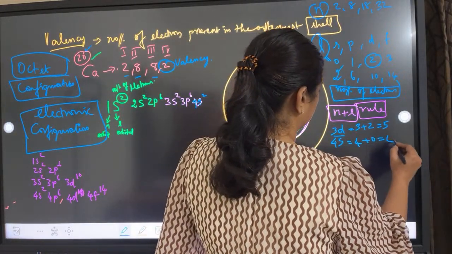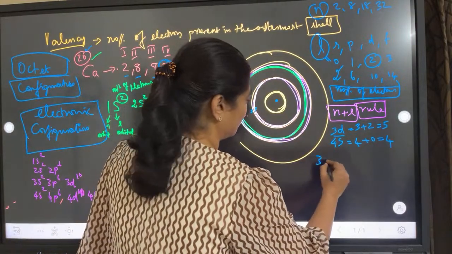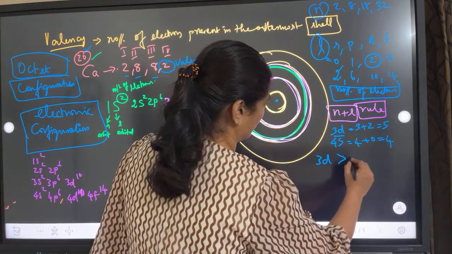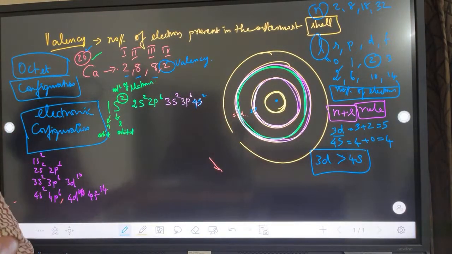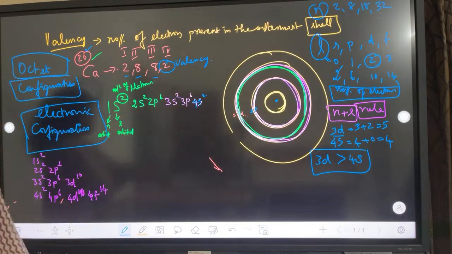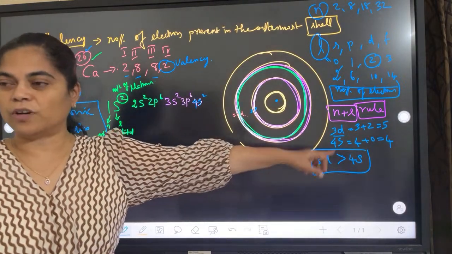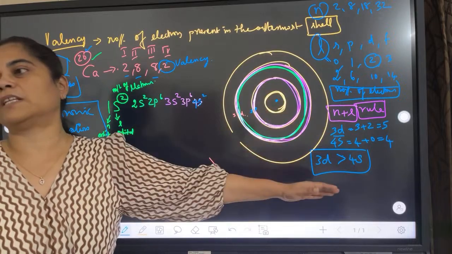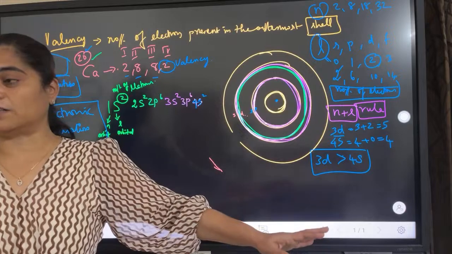So which one is greater? 3d is greater than 4s. Which one is filled first? The lower level is filled first. So 4s comes first and then 3d. Due to this n plus l rule, the energy of the 4s level is lesser than the energy of the 3d level. That is the reason. Take a note of this.